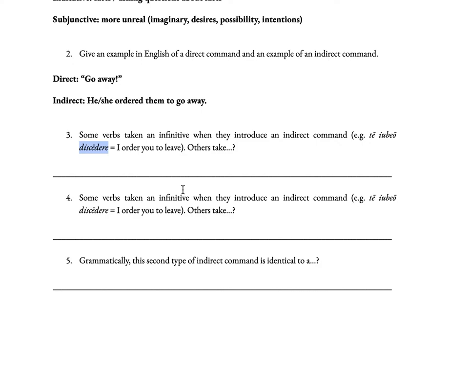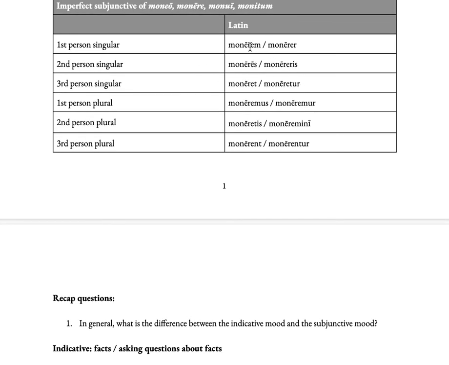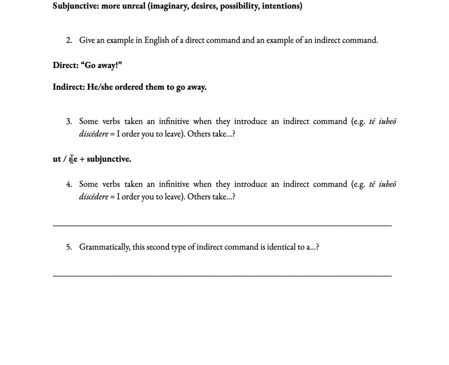Okay, that's the easiest way of doing an indirect command because it's just like in English. However, there are other verbs, and you can see a list of them on the lesson 40 booklet. There are other verbs such as imperare, which require a different construction, which is ut or ne plus subjunctive. Ut or ne plus subjunctive. And the e in ne is long. So it's ut or ne, like that, plus subjunctive. Now, some verbs take an infinitive.